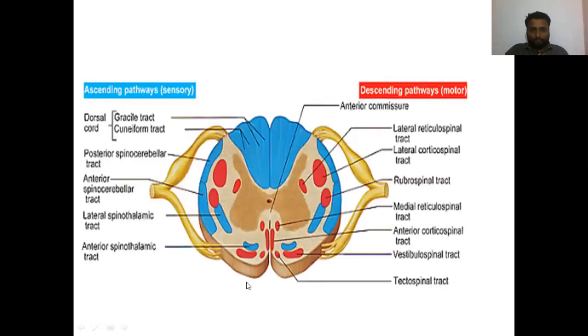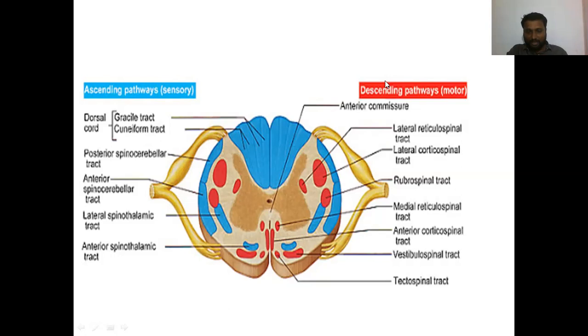We'll see that. See, here we can see the vestibulospinal, tectospinal tract, medial reticulospinal tract, lateral reticulospinal tract, then rubrospinal tract. Okay, rubrospinal, lateral reticulospinal, medial reticulospinal, then tectospinal, then vestibulospinal tract. So these are some of the descending tracts.